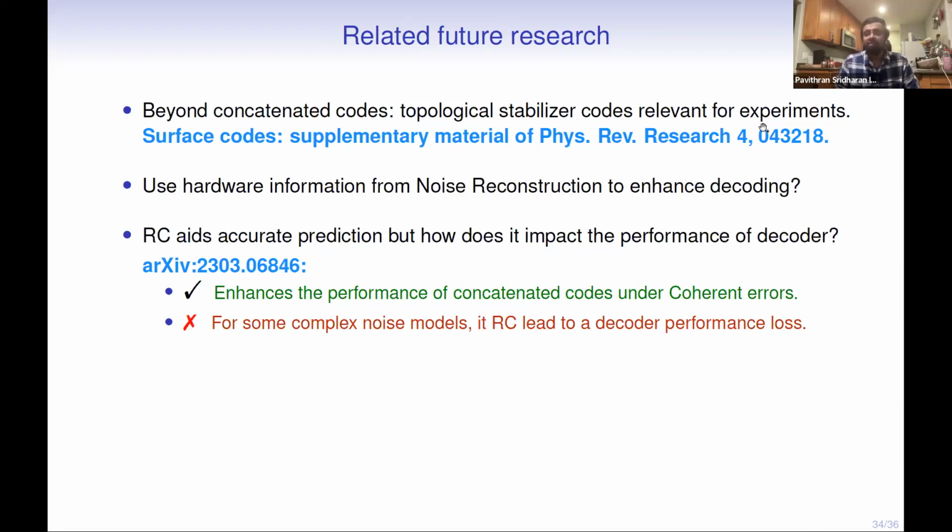For coherent errors, though, we could prove that randomized compiling not only predicts the performance well, but also enhances the performance of error correcting codes. But for some complex noise models, we showed that although randomized compiling eliminates noise, it can still lead to a higher logical error rate on the logical qubit. If someone is interested, I can go into a little detail on that. But we just finished this work, and here's a preprint of it.